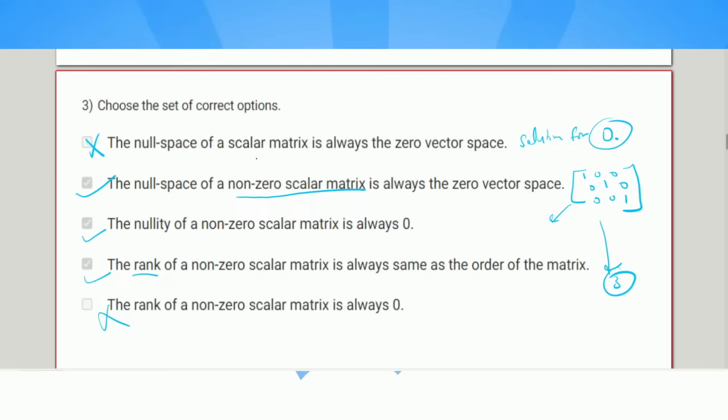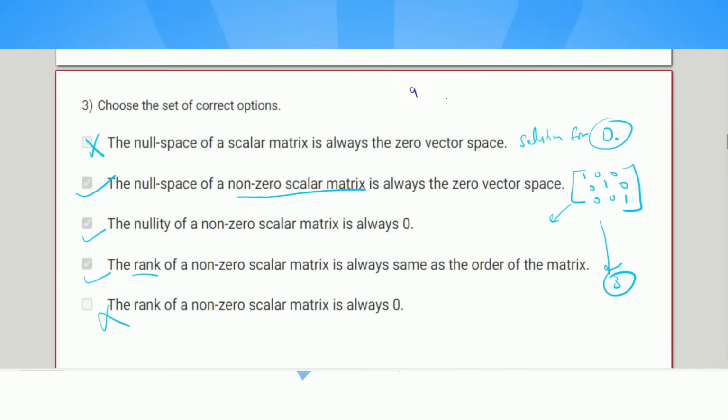The null space of a scalar matrix is always the zero vector space. Solution for zero. What will the null space of a scalar matrix be? The null space is the solution space. Nullity will be zero, so the null space will be the zero vector space.